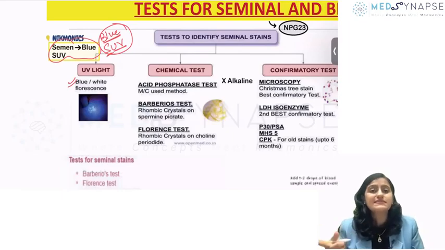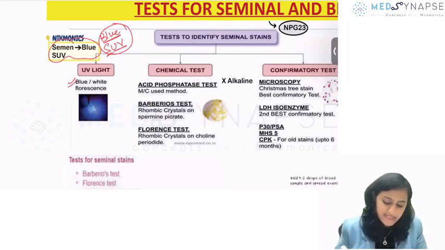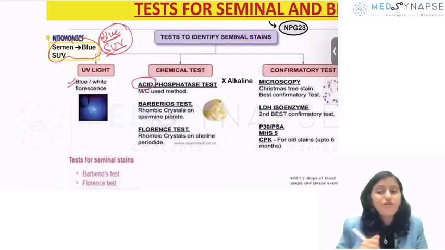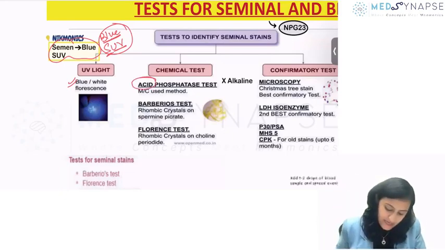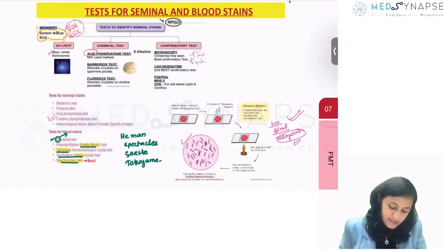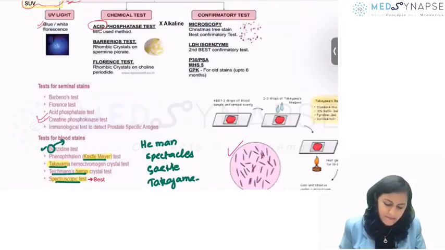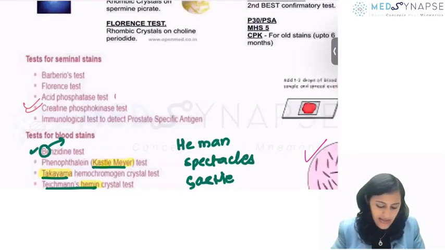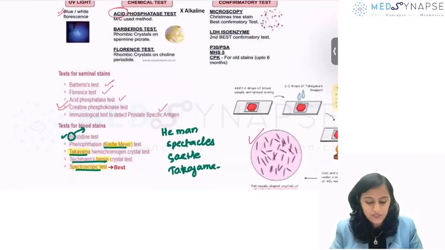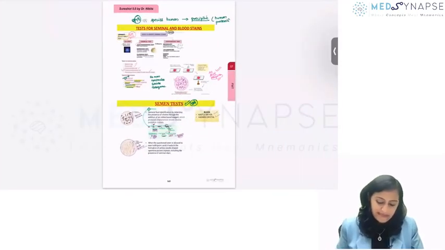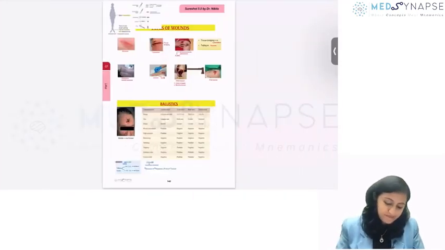Is it blood? Is it semen? So, blue SUV. We do the acid phosphatase test, not the alkaline phosphatase test. And we can do the CPK also, right? What all is present in semen? You can do CPK, you can do acid phosphatase, Barbados, fluorines, and prostate specific antigen. Clear with everyone, the semen test and the blood test?